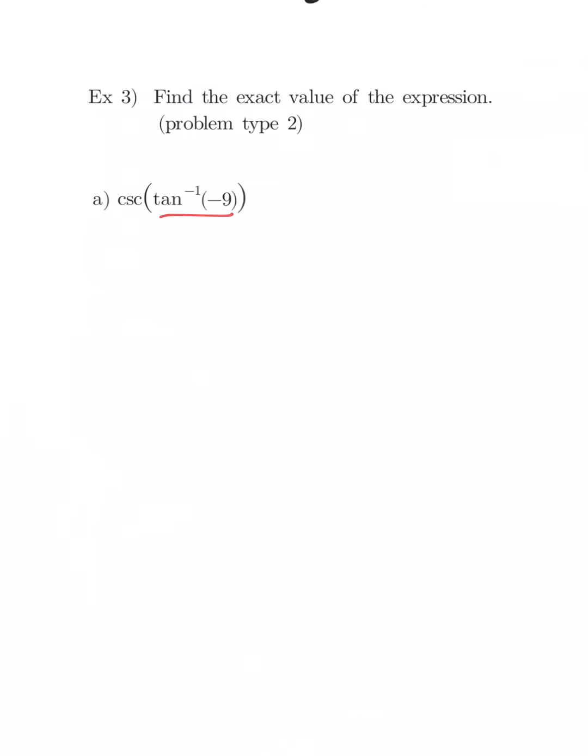Tangent has to be negative 9. Well, tangent's negative in quadrant 4. So we're going to set up an angle that's in quadrant 4, and the tangent relationship has to be negative 9. Well, if it's just negative 9, remember that that's negative 9 over 1. So y is 9, x is 1. What gets the negative? In fourth quadrant, it's the y.